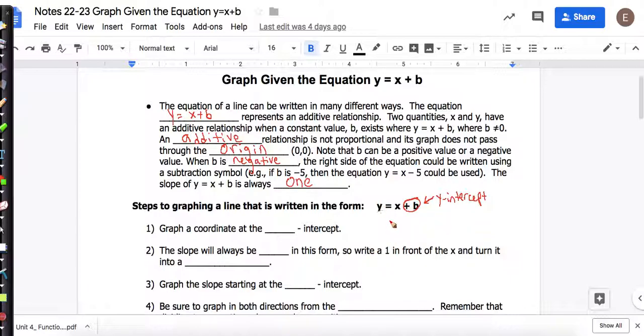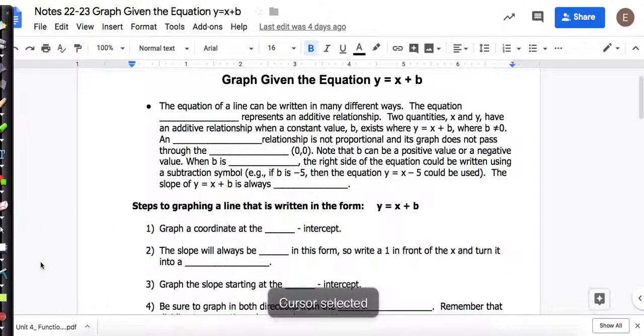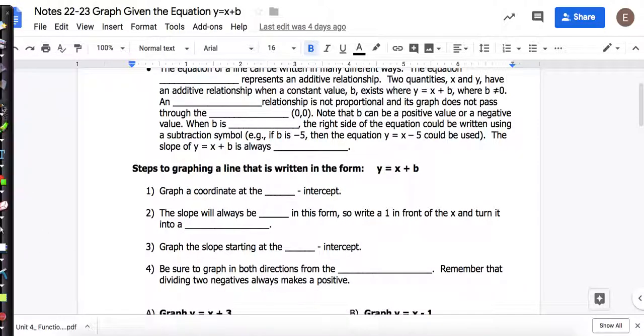So here are our steps to graphing y equals x plus b. We have to first graph the coordinate at the y-intercept. So we're not starting at the origin, we're starting at the y-intercept because there's an ending. The slope will always be 1 in this form. So write a 1 in front of the x and turn it into a fraction. So the fraction would be 1 over 1.